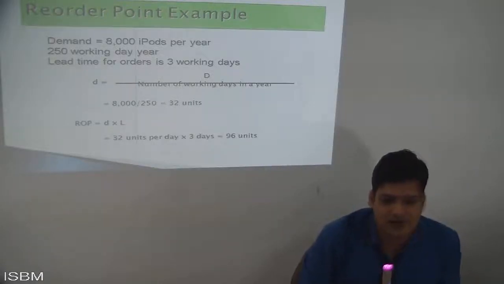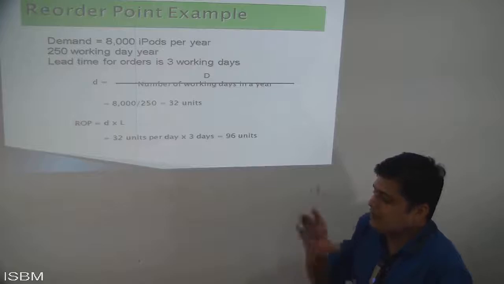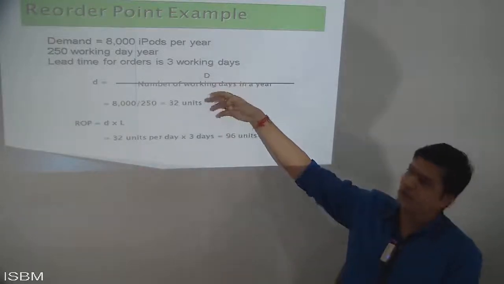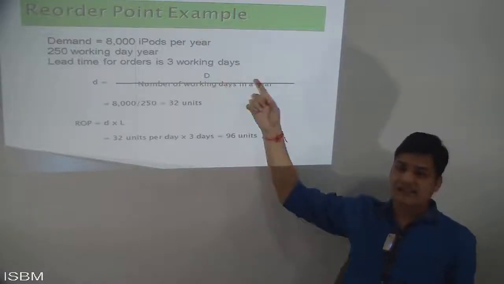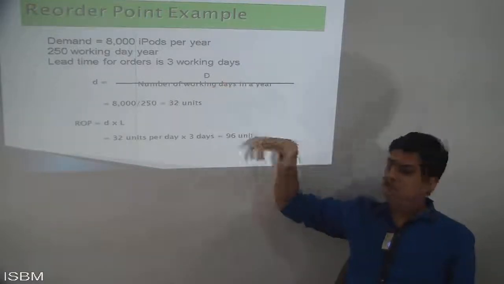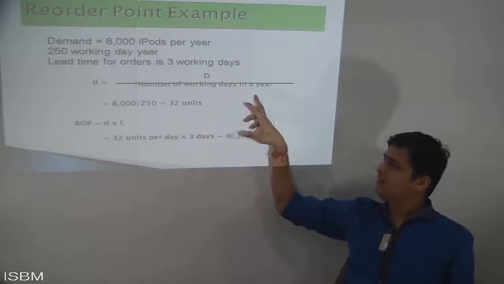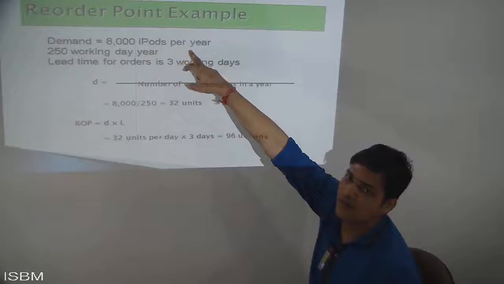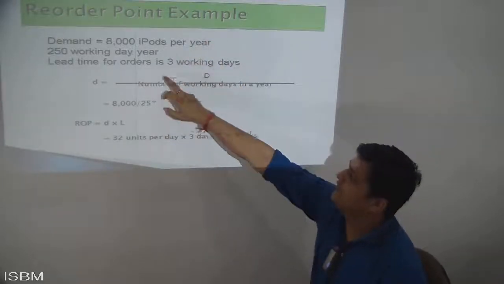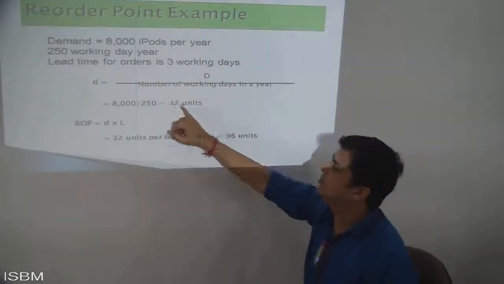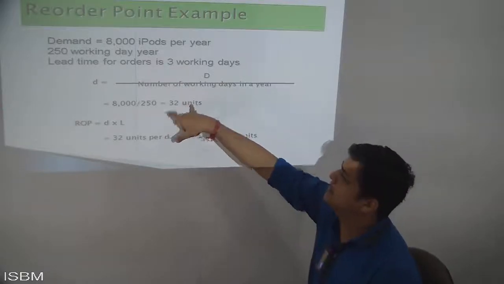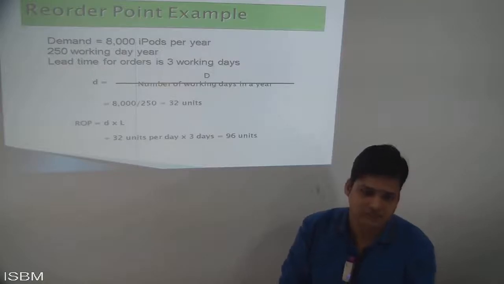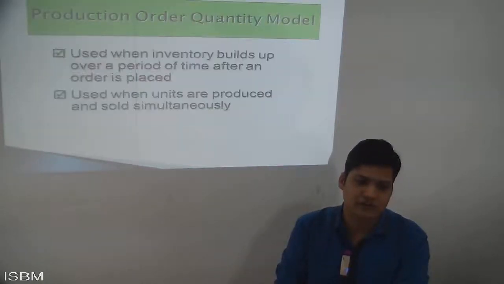You have to understand this. ROP, the reorder point, is nothing but d into L. How will you calculate d? d is equal to demand upon the number of working days in a year. So 8,000 upon 250. 8,000 is the demand they have given you, for iPads per year, and 250 is the number of working days per year. So you will get 32 units, and the lead time is 3. So 32 into 3 is 96. Very easy. You have to put the values into the formula.